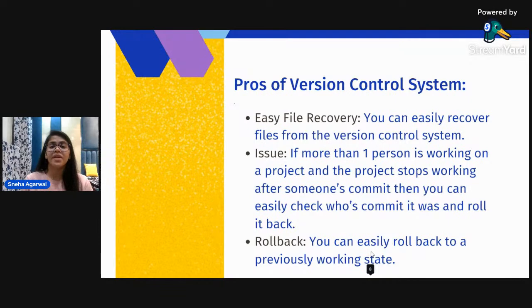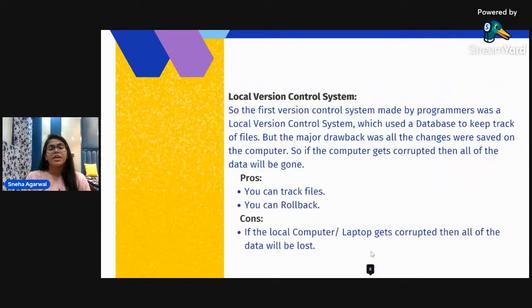So these were some of the advantages that we have learned with version control system. Now we have learned what is a version control system. Now we need to learn the history of the version control system in order to understand how Git evolved. Now, first, the version control system that came into picture was local version control system. It was first made by the programmers, which used a database to keep track of the files.